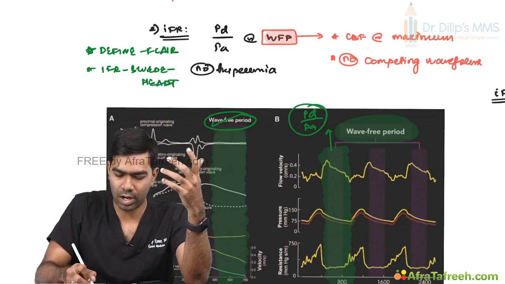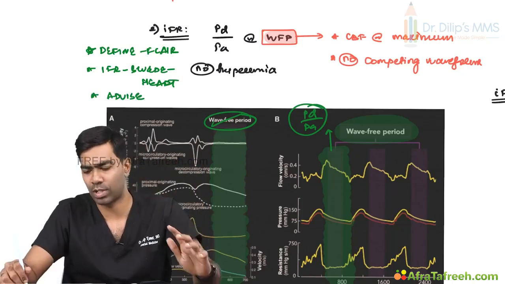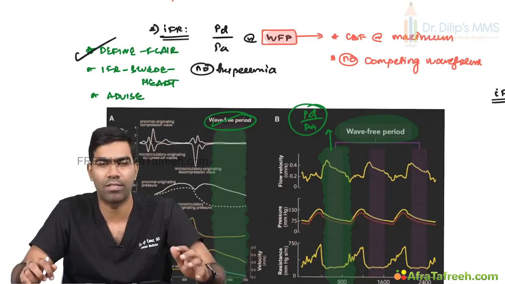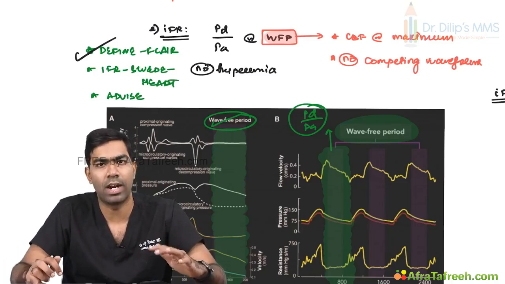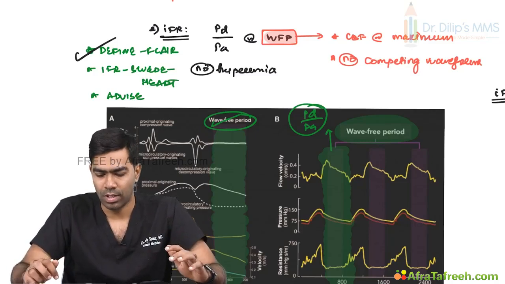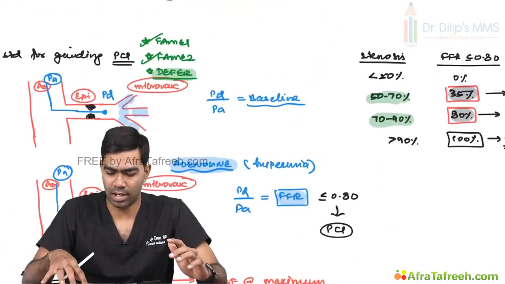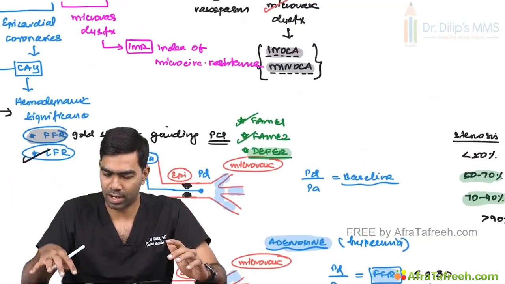And we have the ADVICE study, which is a very old one. So it's the first thing to tell about the IFR. But anyways, this DEFINE FLARE is the one that clearly defined the utility of IFR in clinical practice in patients where adenosine cannot be used. And after all these things, we have certain indices that can detect the microvascular dysfunction.